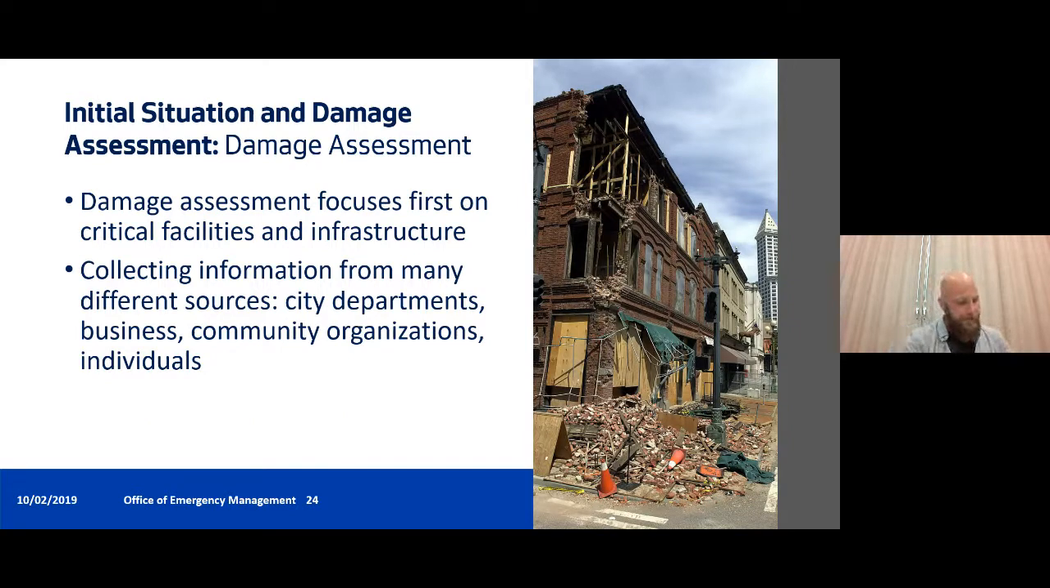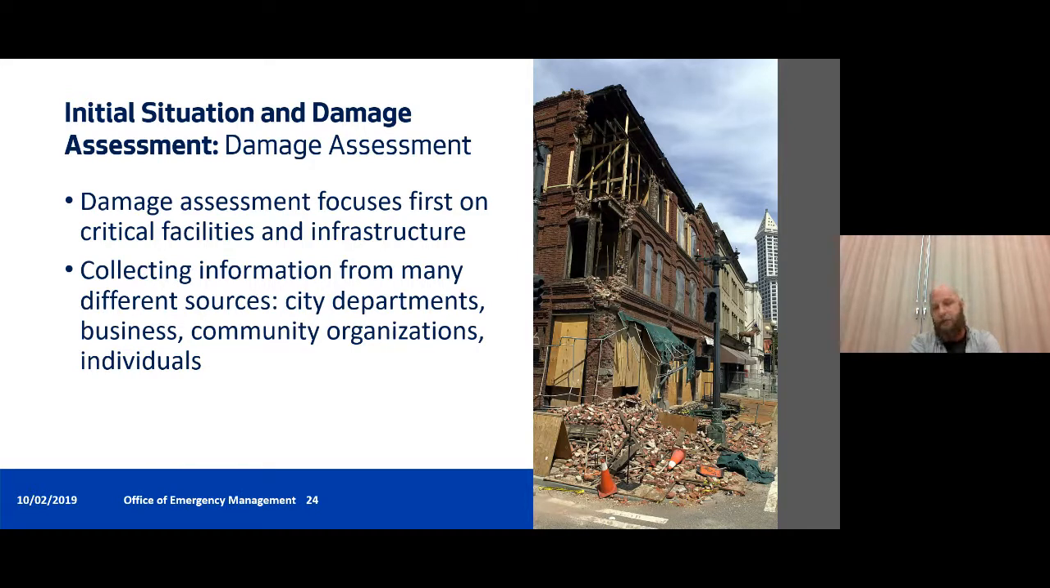So just some things to highlight in terms of damage assessment. It's first going to focus on critical facilities and infrastructure. So we need to make sure that shelter locations can open. We need to make sure that people can be in hospitals and that those buildings are safe, public safety facilities, other critical infrastructure. So that's really where we're starting.